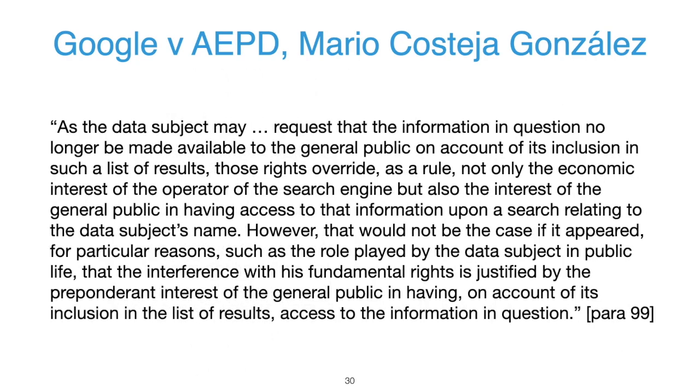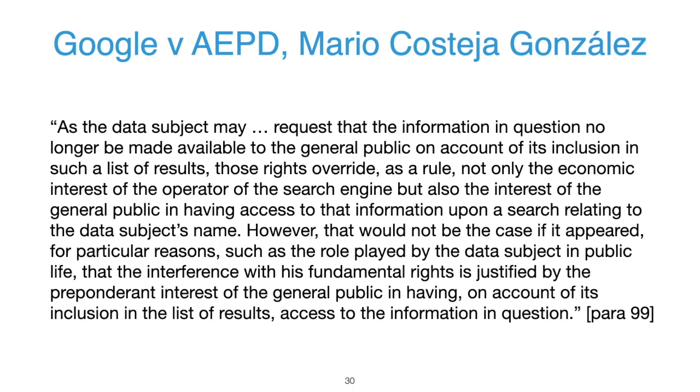So the court ruled that as the data subject may request that the information in question no longer be made available to the general public on account of its inclusion in such a list of results, those rights override, as a rule, not only the economic interest of the operator of the search engine, but also the interest of the general public in having access to that information upon a search relating to the data subject's name.